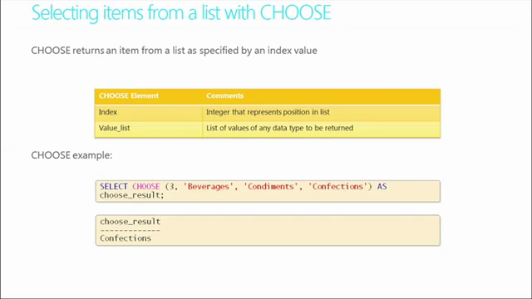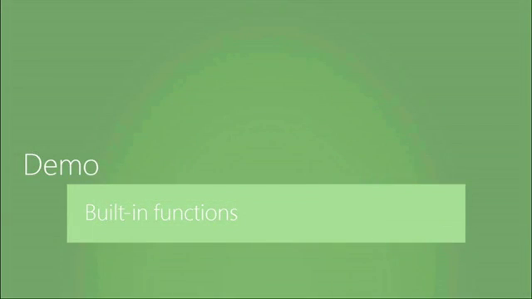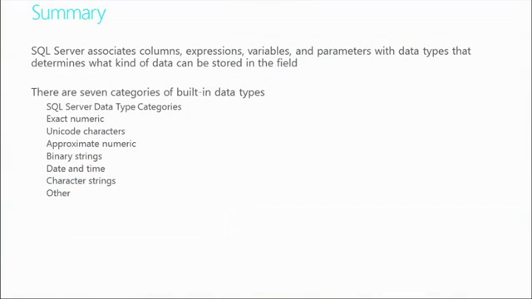The last piece I wanted to talk about is that we can use the choose option here. Then we're going to wrap up this module. So select choose 3, and we've got 3 items in the list here: beverages, condiments, confections as the choose result. Then we can choose the different items that we want to choose. It's a hard-coded list, but a list of items that we can choose to work with. We did some cool built-in function demos, so we're going to wrap this up.